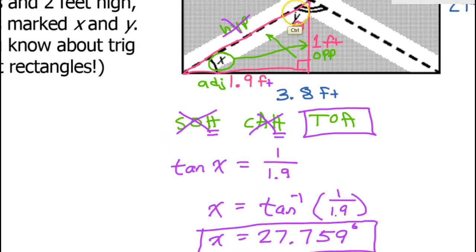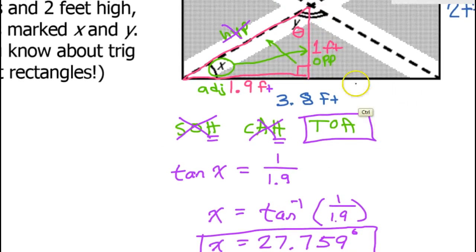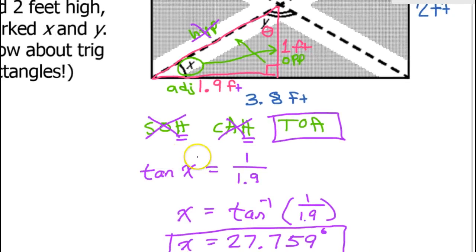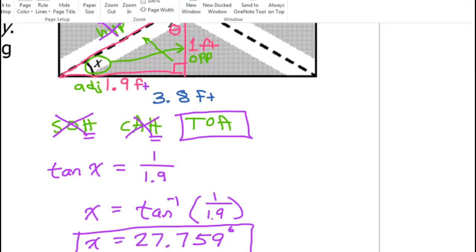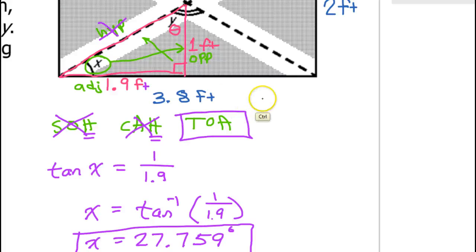Now we are also supposed to find angle y. In order to find angle y, first we have to find angle theta. Now these two angles are complementary angles. Alright, they both live inside this right triangle. They are both the acute angles. They have to add up to 90 degrees. So if I want to find the other angle, all I have to do is subtract the first angle from 90.